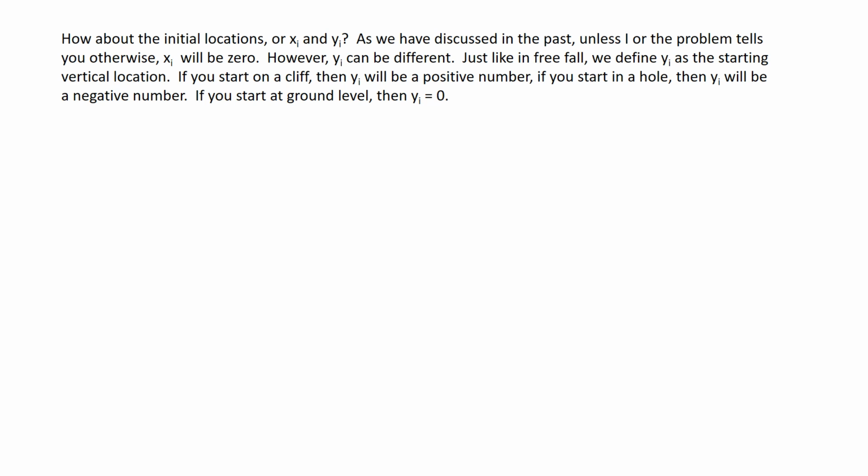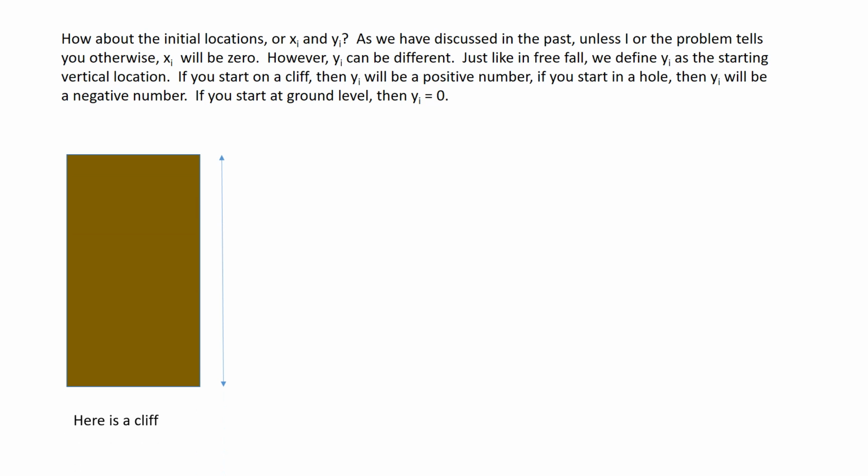How about the initial locations, either x sub i or y sub i? Usually, as we've discussed in the past, unless I or the problem tells you very specifically otherwise, x sub i will be 0. Y sub i, however, can be different. Just like in free fall, you're going to define the initial y as the starting vertical location. If you start on a cliff, that's a positive number. If you start in a hole, it's going to be a negative number. If you start at ground level, then it's going to be just 0. So here's a cliff with a particular yi that's going to be positive. Here's a hole with a yi going to be negative.